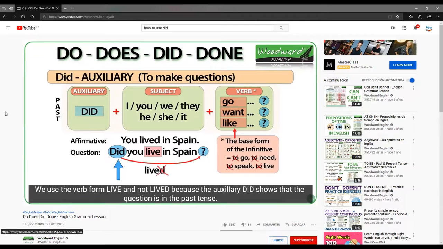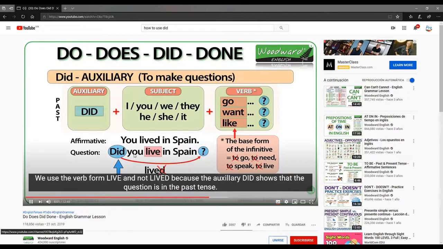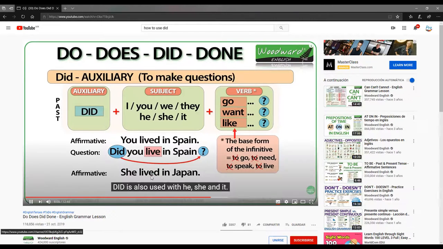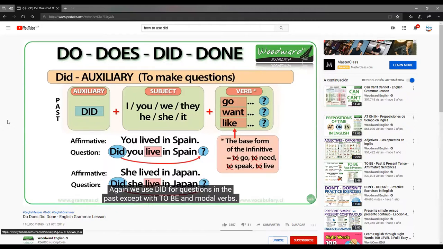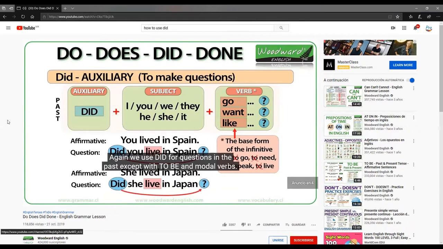We use the verb form live and not lived because the auxiliary did shows that the question is in the past tense. Did is also used with he, she, and it. So with this affirmative sentence, she lived in Japan, to make it a question in the past tense, we say, did she live in Japan? Again, we use did for questions in the past, except with to be and modal verbs.